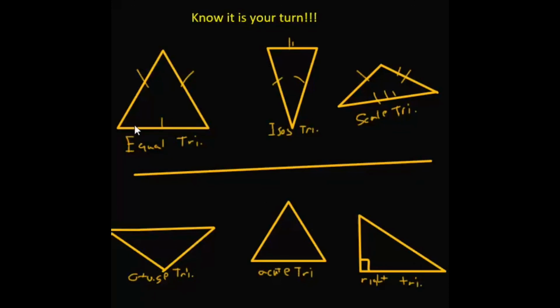This one's an equilateral triangle, this one's an isosceles triangle, this one is a scalene triangle, this one's an obtuse triangle, this one's an acute triangle, and this one's a right triangle. Okay, so that was the video.